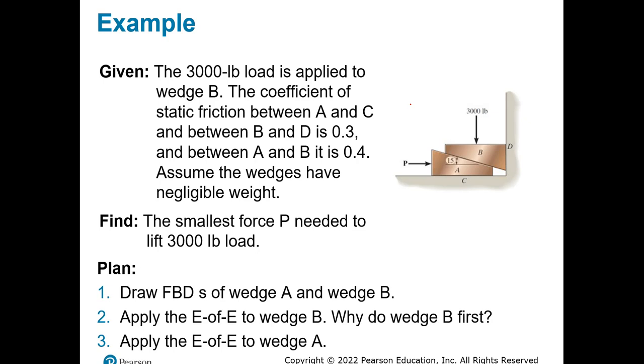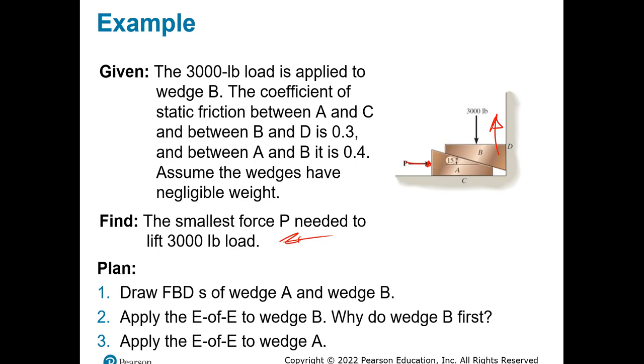The 3,000 pounds load is applied to wedge B. The coefficient of static friction between A and C and B and D is 0.3, and between A and B is 0.4. Assume the wedges have negligible weight, so you don't have to worry about the weight. We need to calculate the smallest force P needed to lift this guy up.